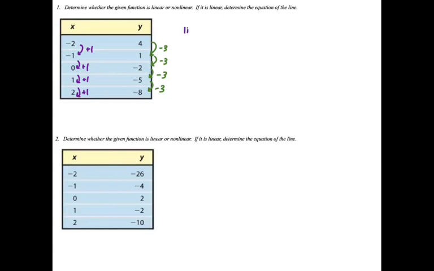This is linear. We need to find the equation when it is linear. So remember that the slope of a line we can define as change in y over change in x. We also call that rise over run. So the change in y here was -3. The change in x was +1. Our slope then is just -3.